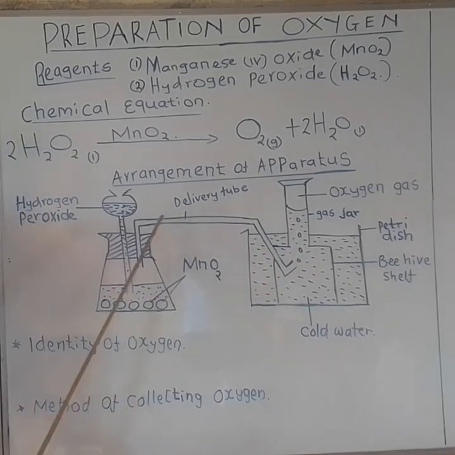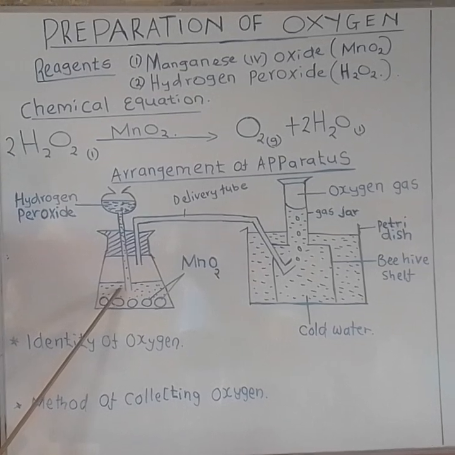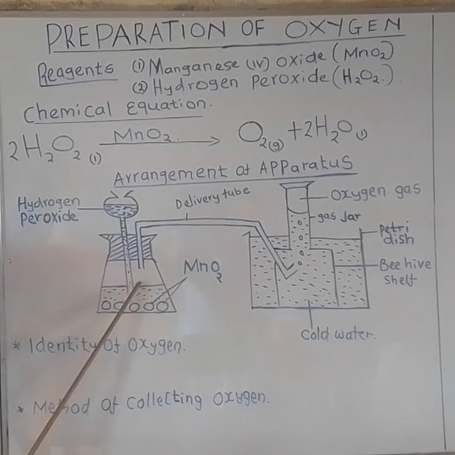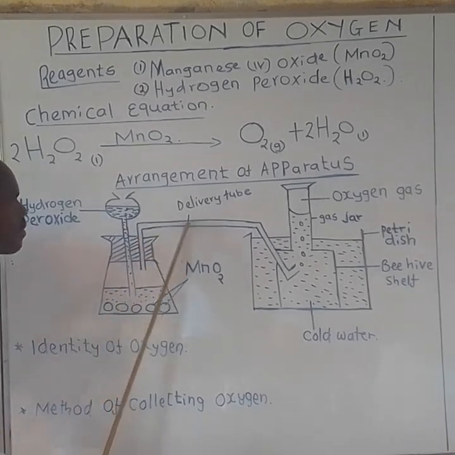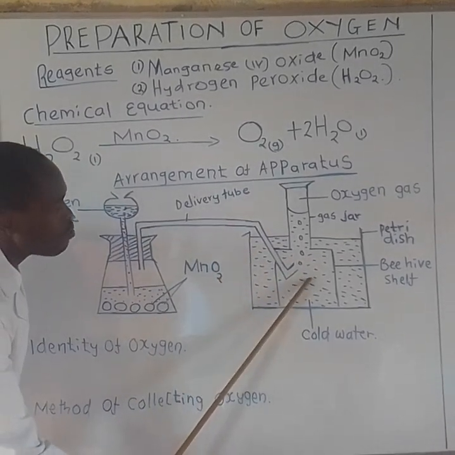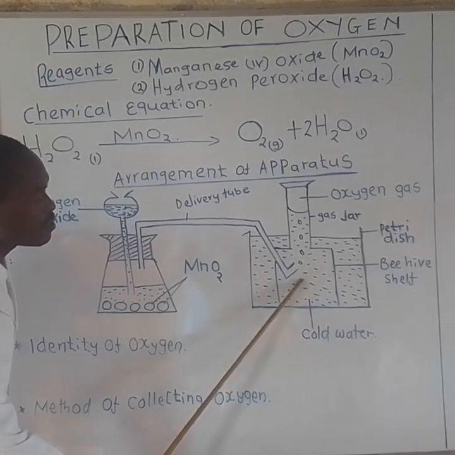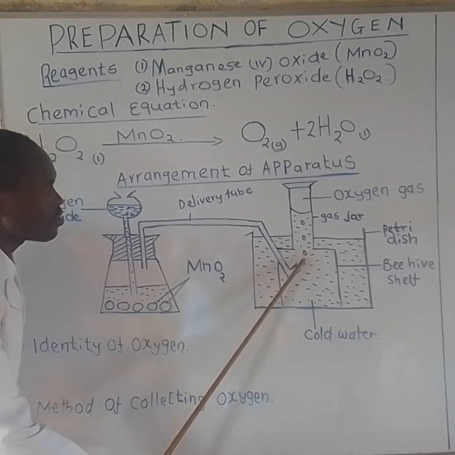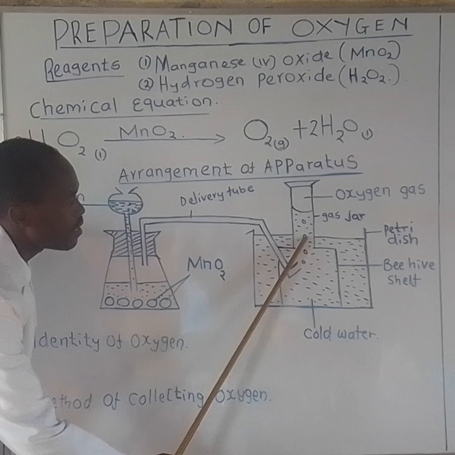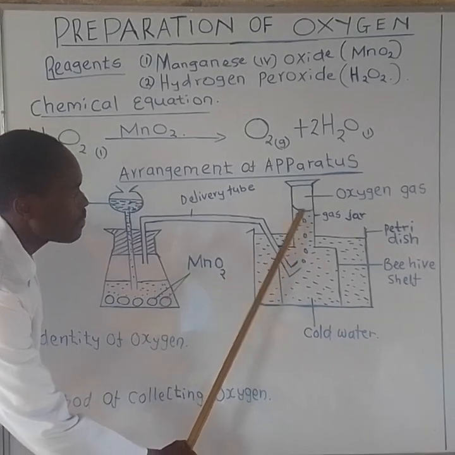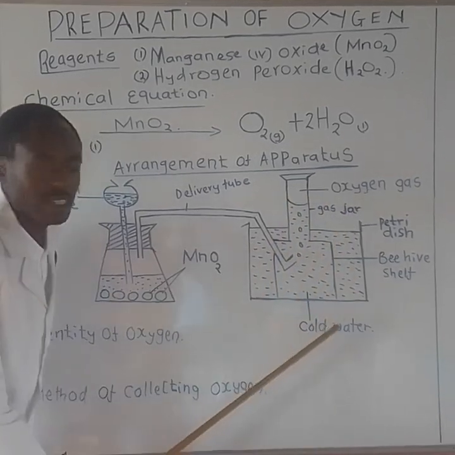When oxygen gas is formed in this conical flask, it will escape through this delivery tube like this. Then it is collected over water. You can see cold water in the petri dish. So oxygen gas is collected over water. You can see the gas bubbles in water. Then oxygen gas will be collected here. Is it okay, my student?